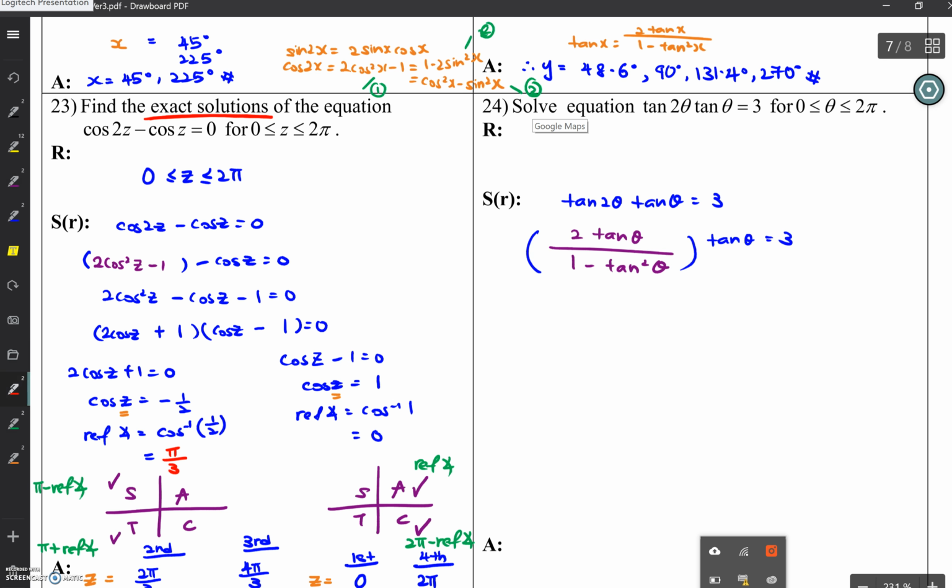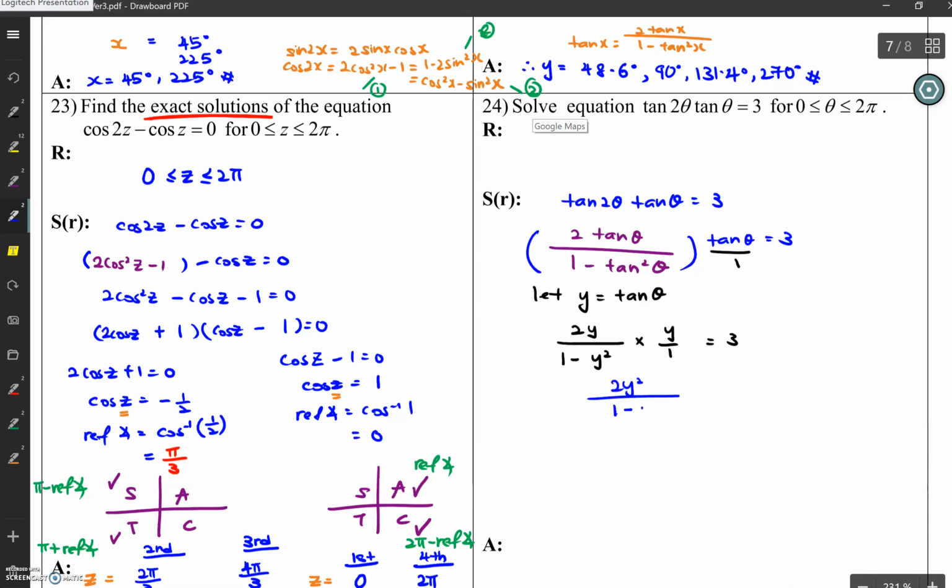Like for example, I'm just going to show you. We can actually let, I call it y, y equals tangent theta. When we do it like this, it will look somehow easier, like 2y over 1 minus y square times y over 1. This is what it means, equals to 3. So if I have to simplify a bit, I'm going to use back my blue pen. I'll write it as 2y square over 1 minus y square equals to 3.